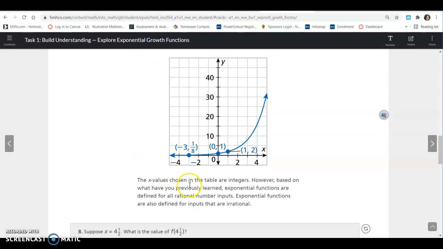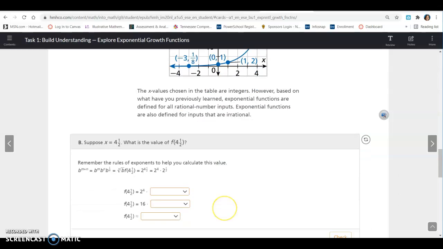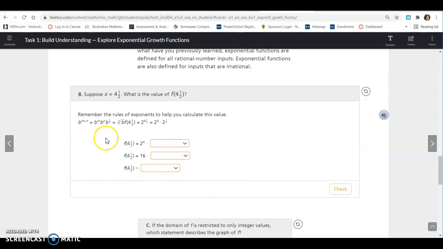All right, the x values chosen in the table are integers. However, based on what you have previously learned, exponential functions are defined for all rational numbers. Rational means can be fractions. Exponential functions are also defined for inputs that are irrational. All right, so it says suppose x equals 4.5. So now this is a rational number because we can write that as a fraction. So it says, what is the value of f of x for 4.5? So what is f of 4.5?